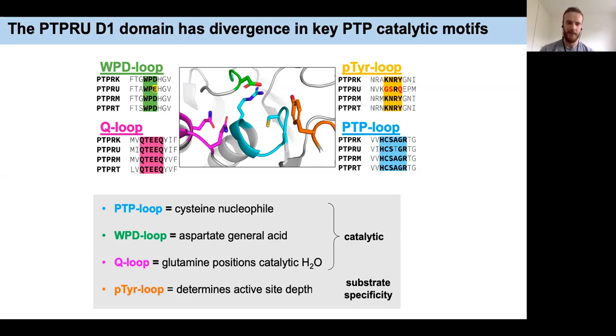But I was really interested in PTPRU, as if you look at these highly conserved motifs, you see that it's quite divergent. So you have a glutamate in the WPD loop instead of an aspartate. So you keep the acidic nature of the residue, but it's not clear how this may impact its activity. And then the loop which governs substrate specificity is very divergent, the most divergent across all of the PTPs. So we thought there might be a case where PTPRU could be active or inactive, or it may have a different substrate from phosphotyrosine.